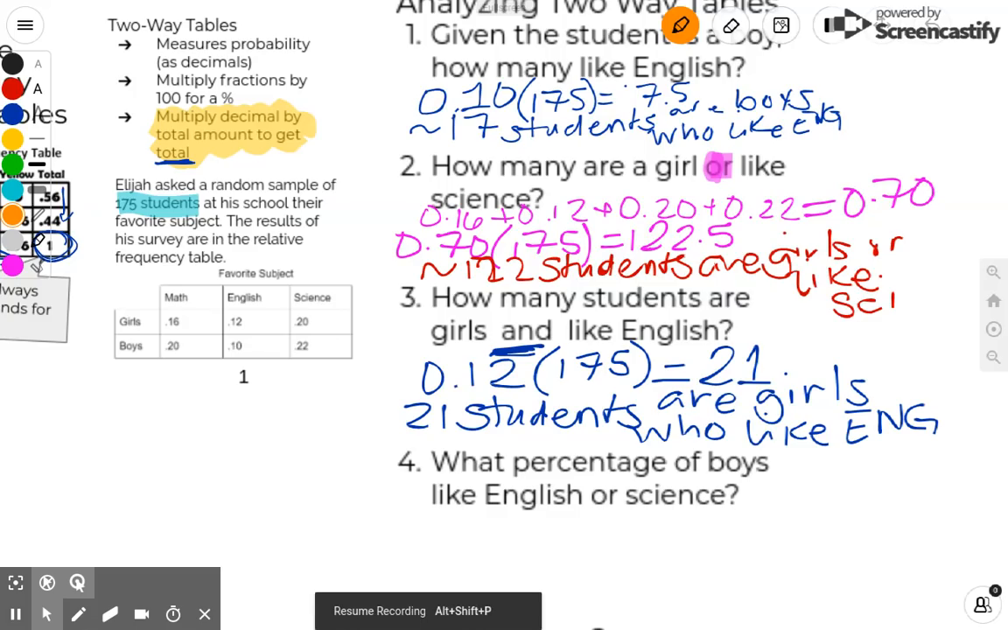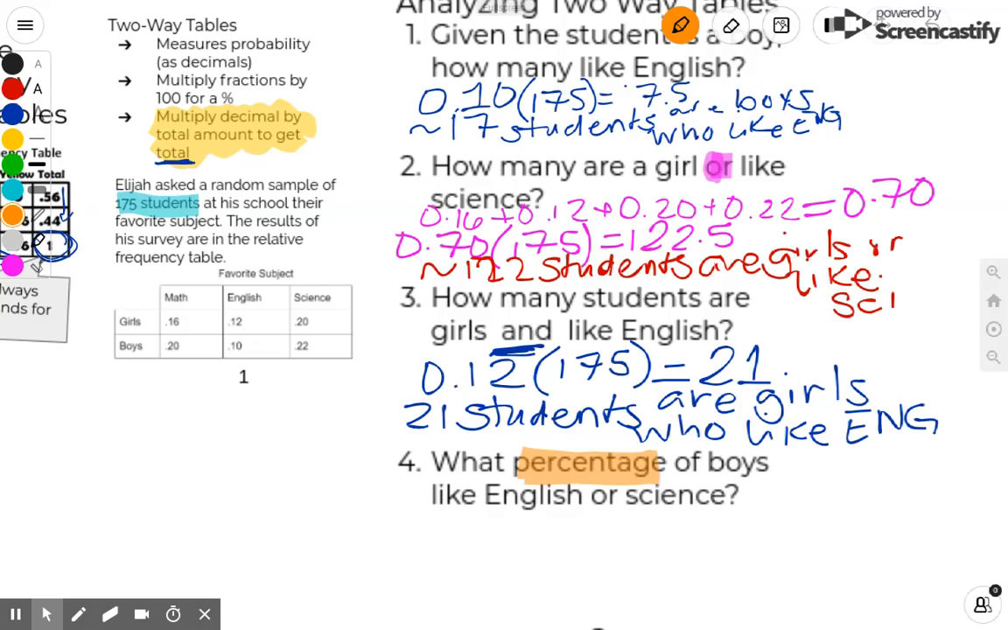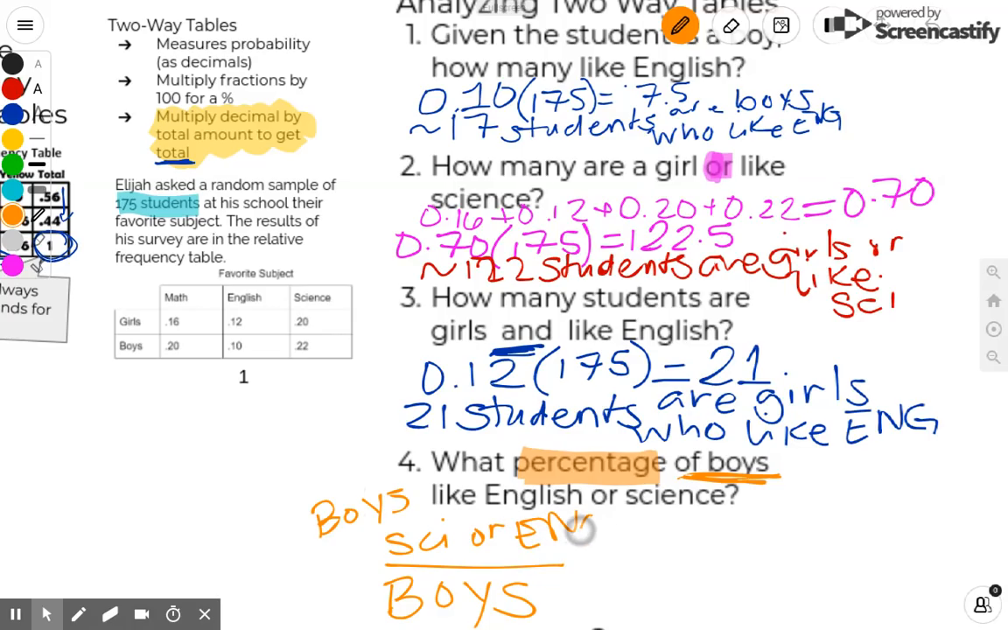So the final question is, what percentage of boys like English or science? This one is asking for a percent. Okay, so we're going to do something slightly different. The first thing I'm going to do is, anytime it tells me of or given, I know that's going to be my denominator. So I need to find all the percents of boys, and specifically I would look for the boys who like English or science. So up here, we're looking for boys who like science or English, and it could be either of those things.